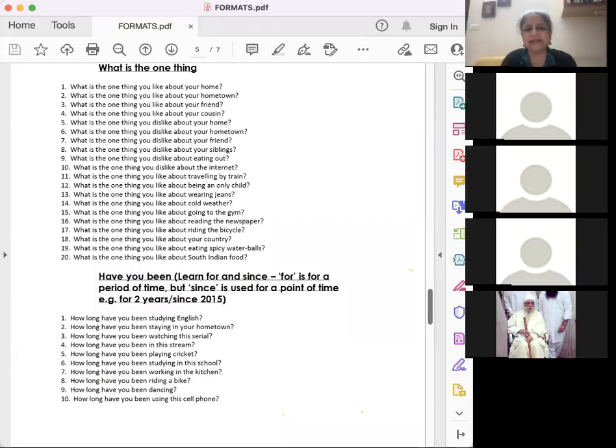How long have you been dancing? I have been dancing for 2 years. For the last 2 years. Okay, good. How long have you been using this cell phone? Ma'am, I have been using this cell phone for the last 2 years. For the last. ये the का use करा करो साथ में. Okay, for the last 2 years, for the last 4 years, for the last 10 years.